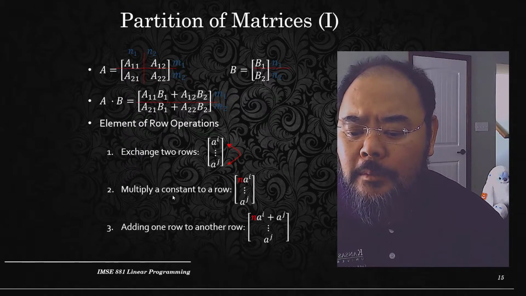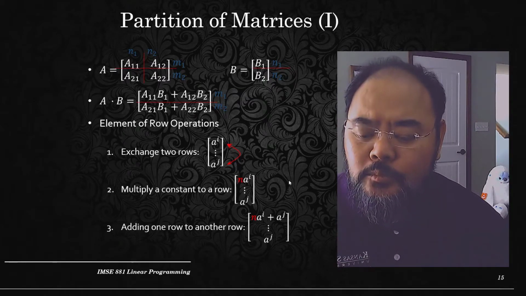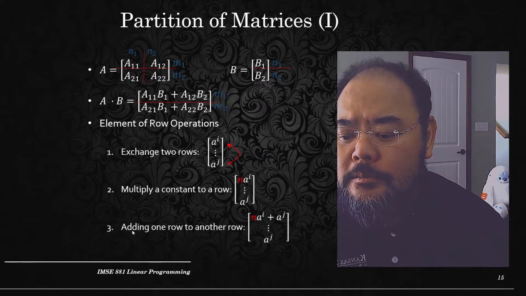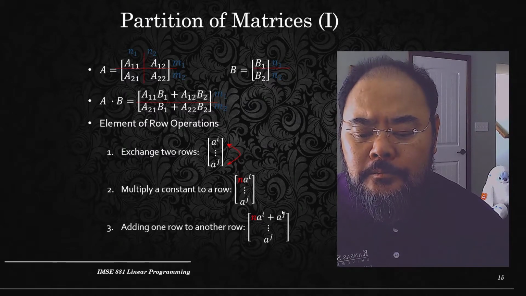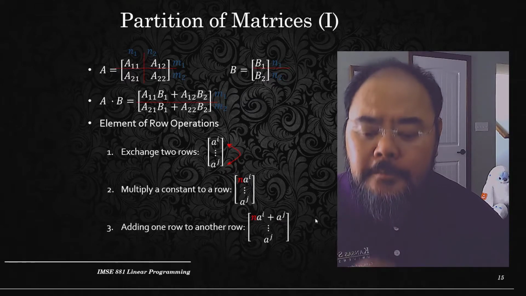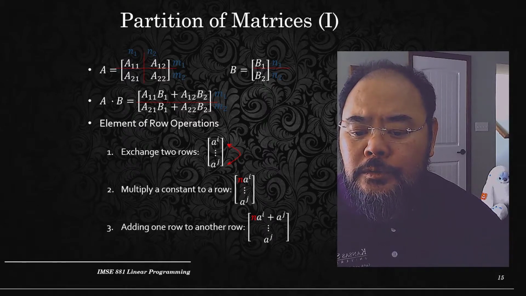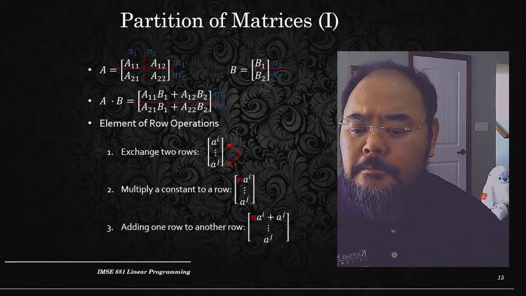Second, multiply a constant n to a particular row. The third is adding one row to another row, so adding row j to a particular row, we just multiply it by n times row i. Please notice that I'm using superscripts: i and j represent row i and row j of A.